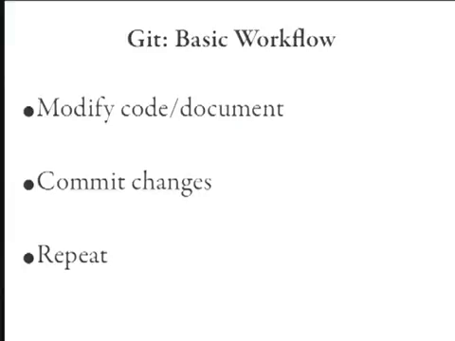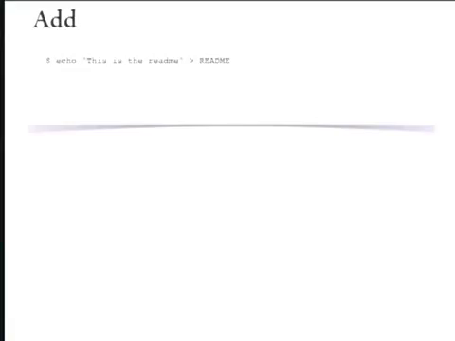So yeah, we can go through some of the different actions that we can do here, starting off with the add action. I'm creating this file, readme, on the command line with echo: this is the readme, piped into the readme file. Now I want to add this readme file to start being version controlled, so I do git add readme.